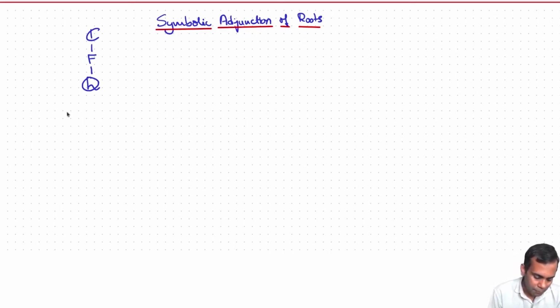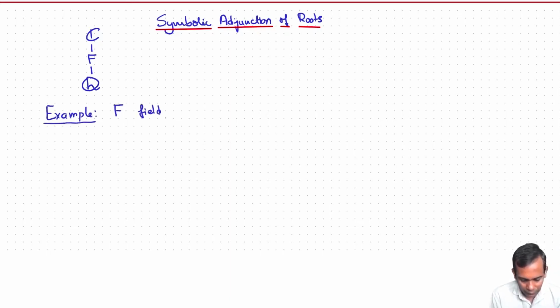The simplest example is when you have a field and an irreducible polynomial. So let's take F to be any field and p(t) to be an irreducible polynomial in the variable t with coefficients in F. Then you can construct an extension E to be F[t] mod p(t).